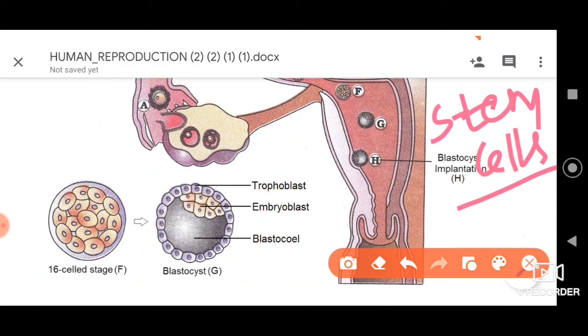Further, dear friends, if implantation is completed, what can we derive from here? That it is leading to pregnancy. That is the final meaning we can derive about the completion of implantation.